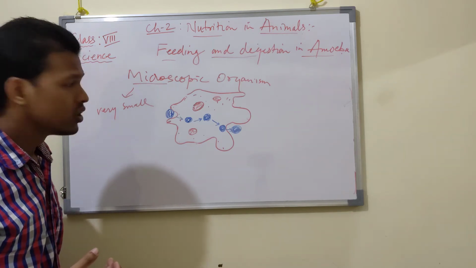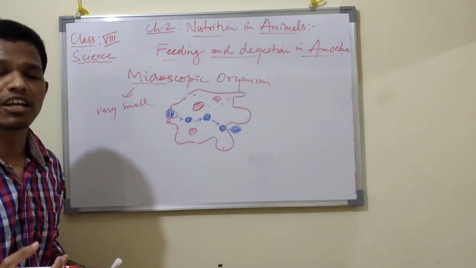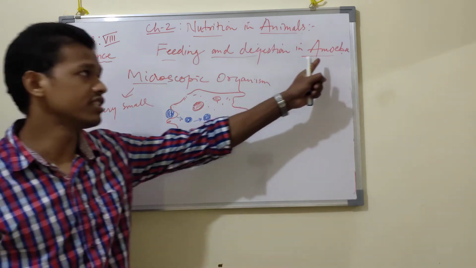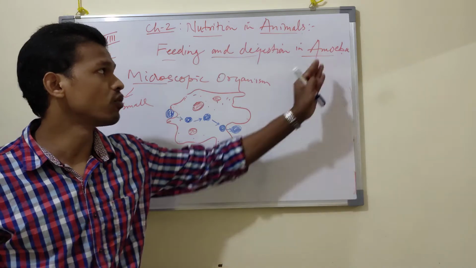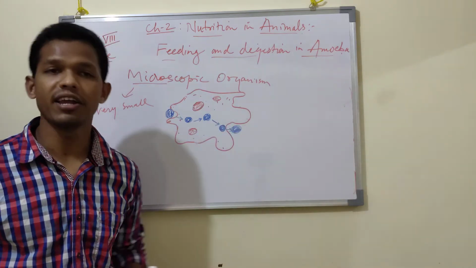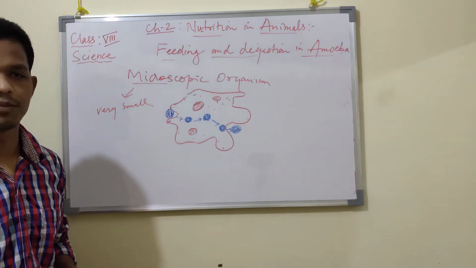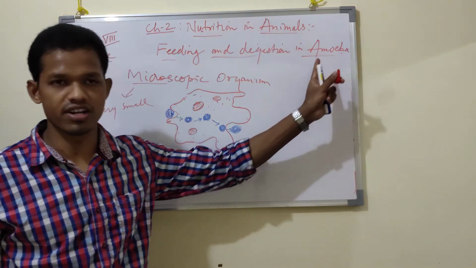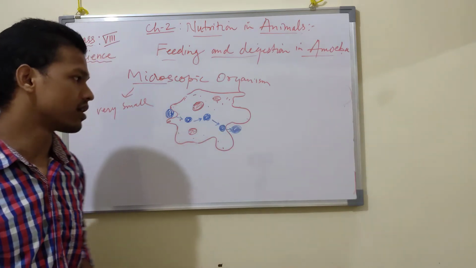Got it? So these organisms can be observed under an instrument called a microscope. With the help of a microscope, you are able to observe this amoeba. It comes under a group of microorganisms called protozoa. You study this in 8th class, in chapter 2, that is microorganisms, where you will study the major groups of microorganisms, and amoeba comes under protozoa.